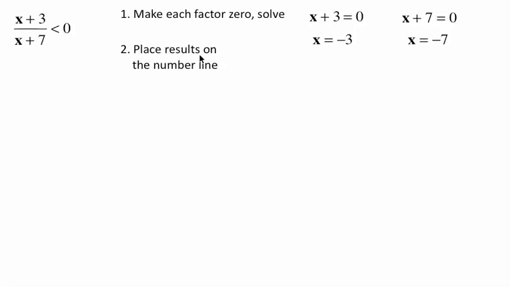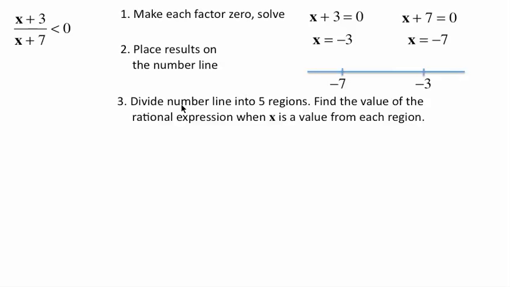So we place these two pivotal values on the number line. Here's your number line. There's your negative 7, there's your negative 3. And then you want to divide your number line into 5 regions. Now you're probably looking at this saying, I only see 3 regions. Well, here's the first region, here's the second.